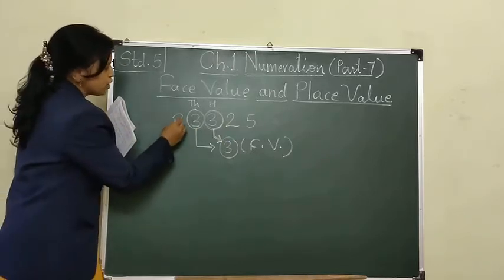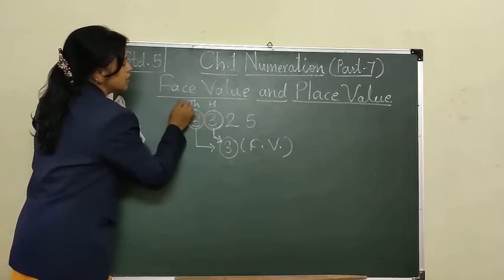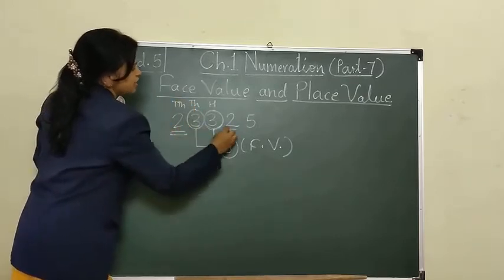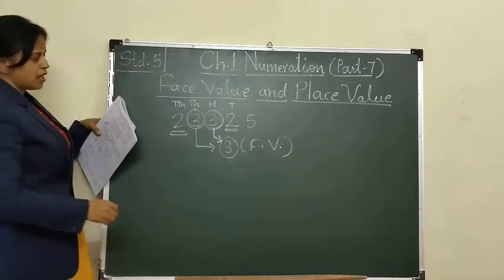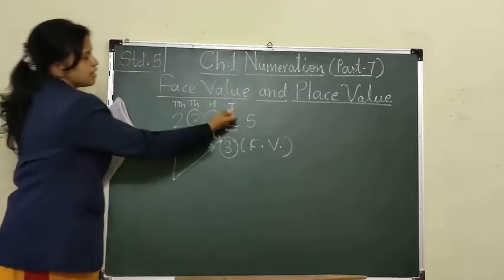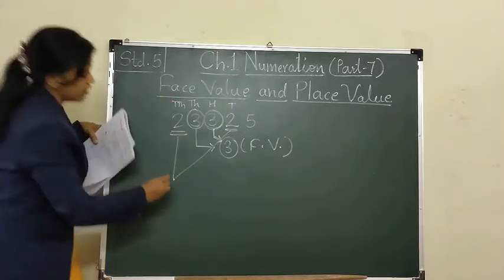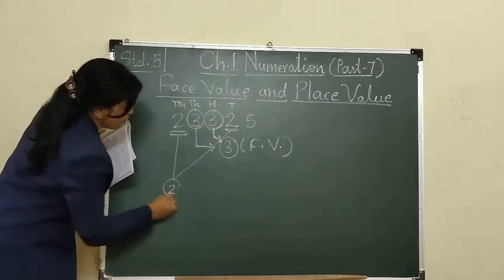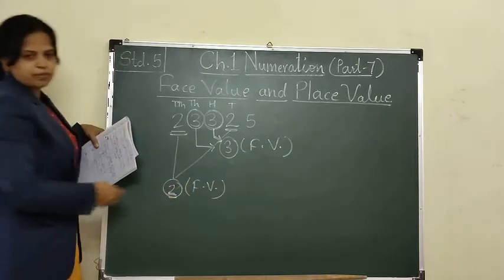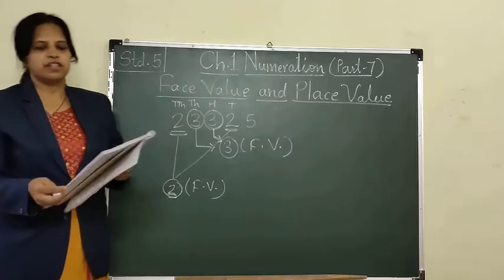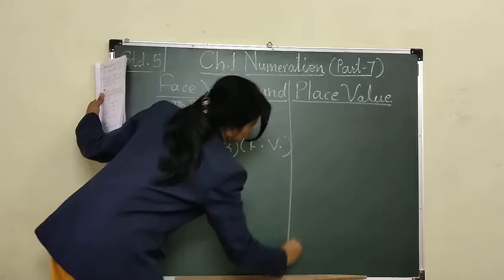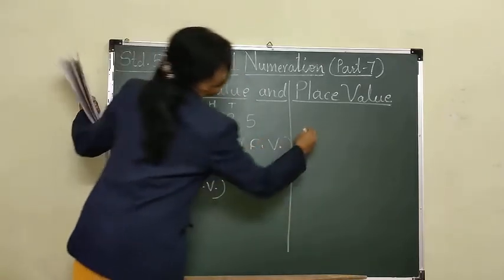See, 2 is present here at 10,000 place and this 2 is present at tens place. But both digits, though they are present at different places, it doesn't matter. The face value of this 2 is the same. It is 2 only. Do you understand what is meant by face value? Now we will see what is place value. Same example we will consider here.